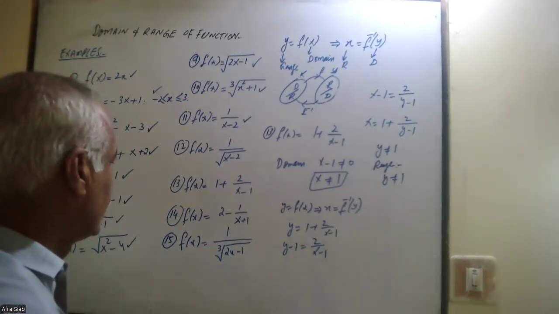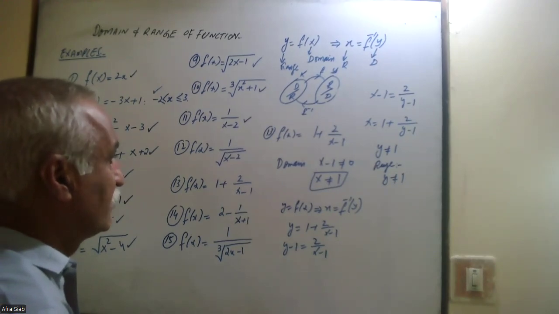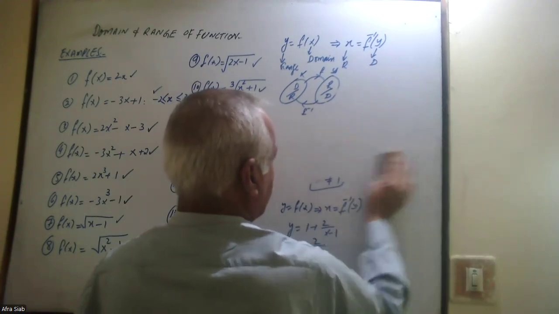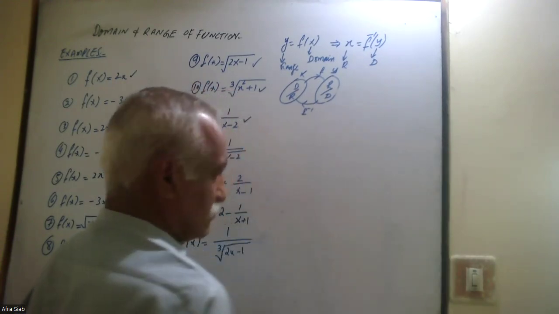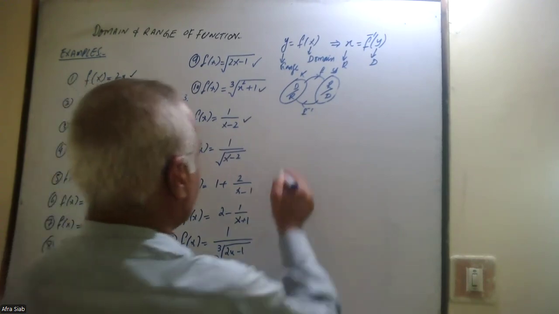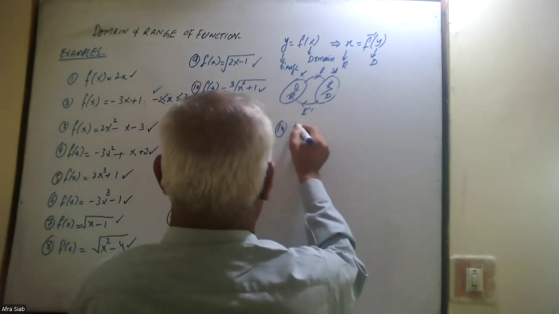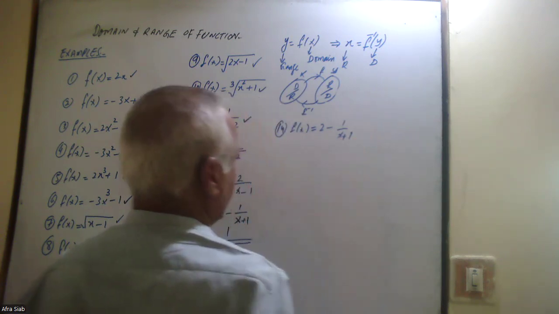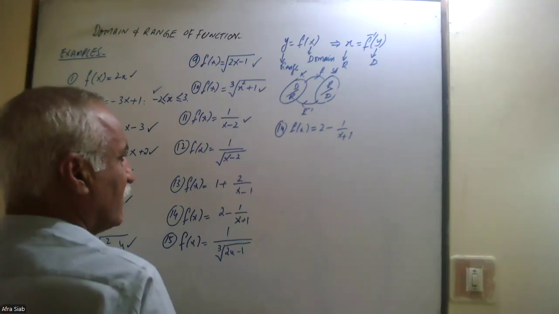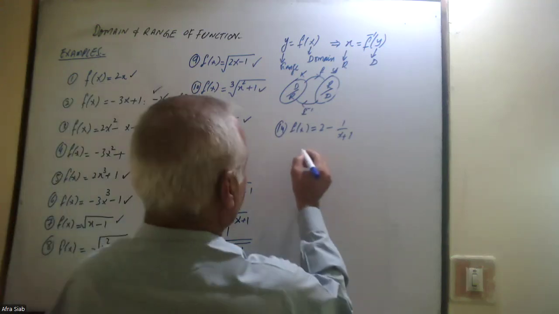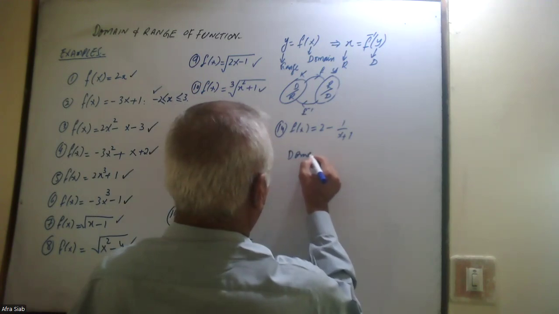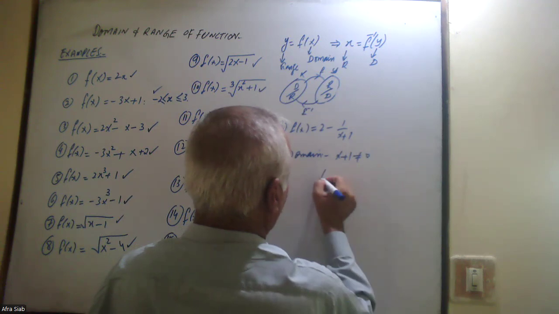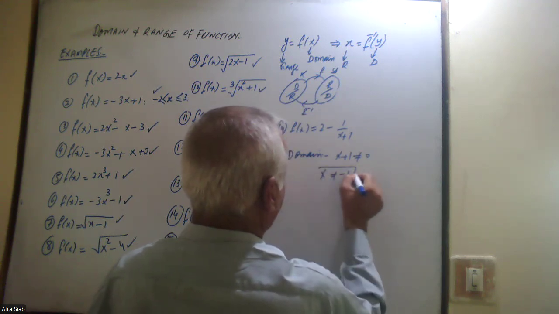The 14th one is the same situation. f of x is equal to 2 minus 1 over x plus 1. Again, it is in the fractional form. So for the domain, x plus 1 should not be equal to 0, or x should not be equal to minus 1.